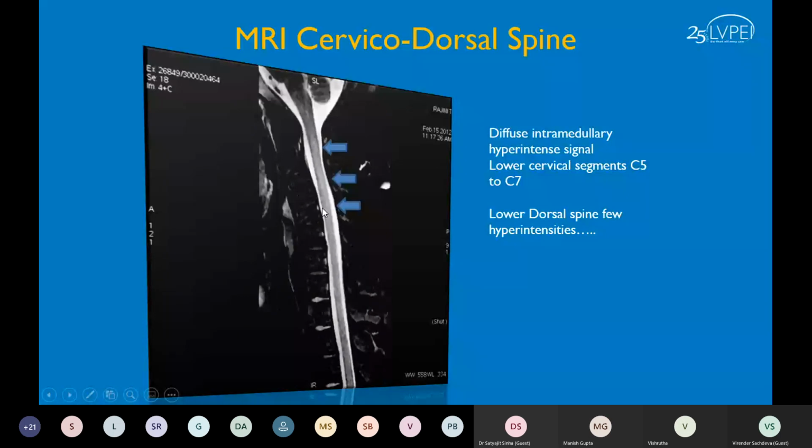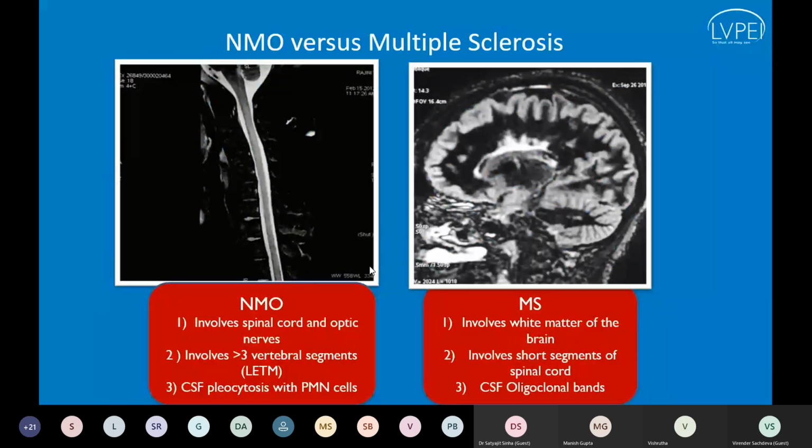We could see that there are multiple areas of spinal cord enhancement, which are contiguous. These are called longitudinally extensive transverse myelitis, that is, contiguous involvement of more than 3 spinal segments. Then the diagnosis was most likely neuromyelitis optica, and we obtained serum aquaporin antibodies, which were positive. So this is a classical example of a patient with neuromyelitis optica.